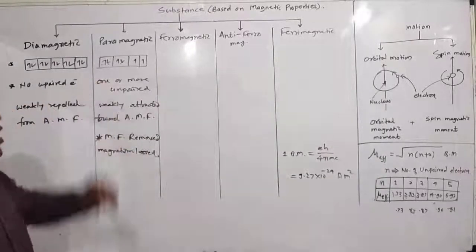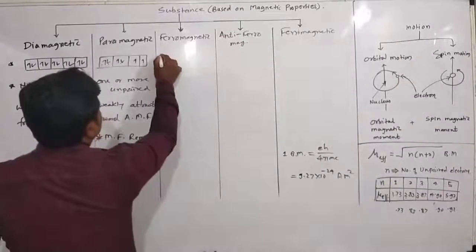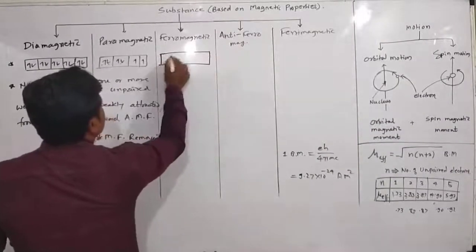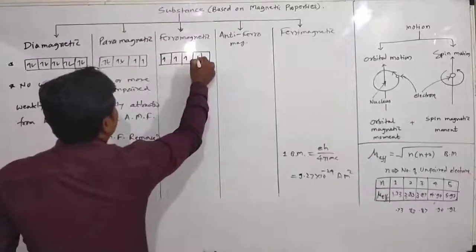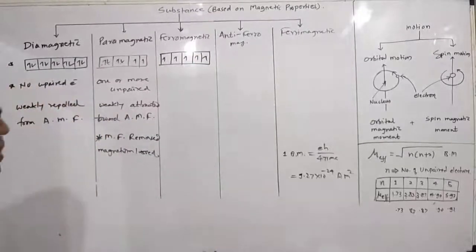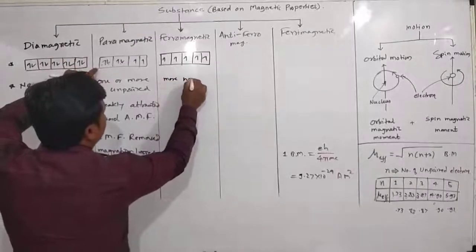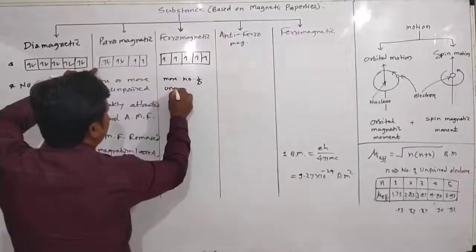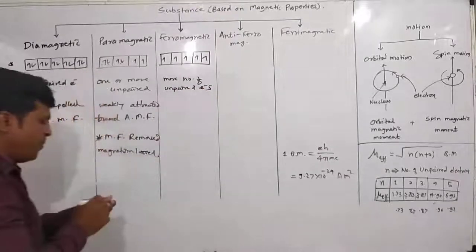Okay. What about ferromagnetic substances? Ferromagnetic substances are the substances which have what? Look at the diagram now. They have more number of unpaired electrons. We can write here: more number of unpaired electrons.